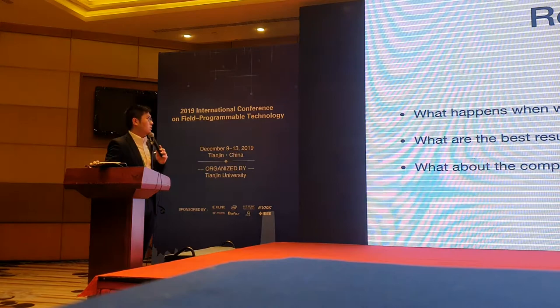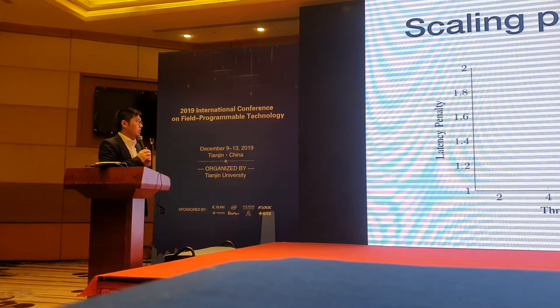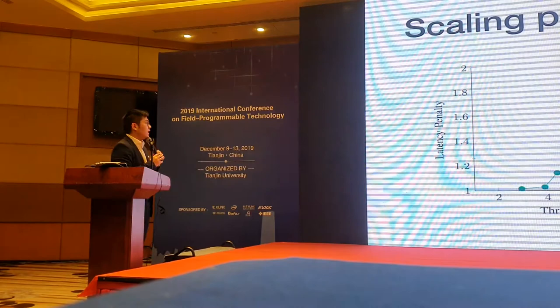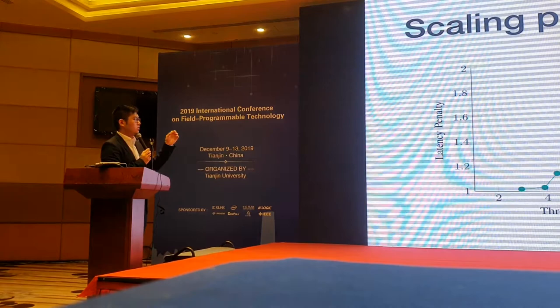Some of the results, I'm just going to quickly go through because I'm running out of time. This graph is a latency penalty against throughput gain graph. We only have GoogleNet here because I don't want to mess up everyone's brain by showing too many data points. Each data point represents a different partition count. From the leftmost, it's two partitions, three partitions, and so on.